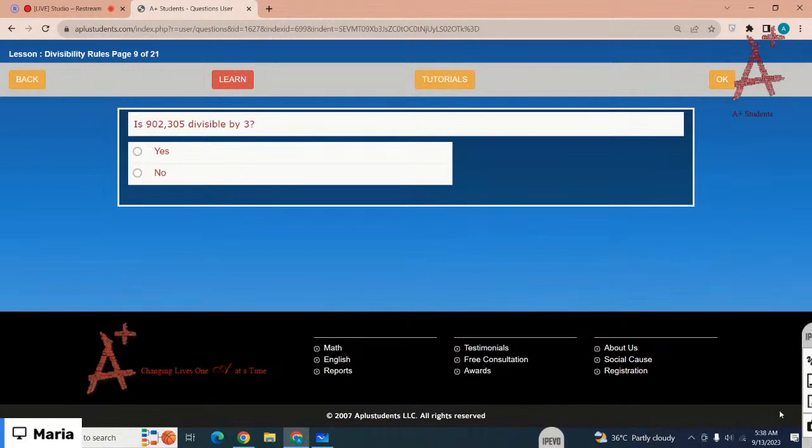Is 902305 divisible by 3? Let's just apply the divisibility rule. Add up all the digits: 9, 10, 11, 12, 13, 14, and 5, 19. 19 is not divisible by 3. So it is not divisible by 3, right? The answer is no.